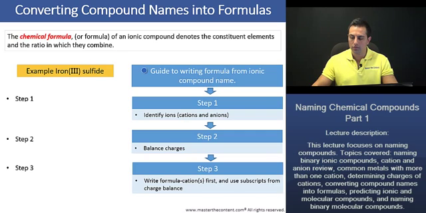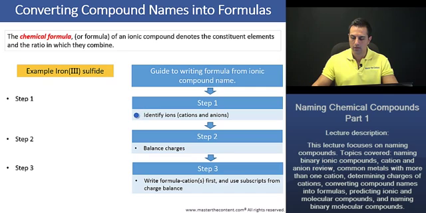The guide to writing formula from ionic compound name. Step 1, we identify the ions, that's the cations and anions. Step 2, we're going to balance the charges. And in step 3, we write the formula, cations first, and use subscripts from charge balance. And let's go ahead and do an example. We'll start here with iron 3 sulfide.